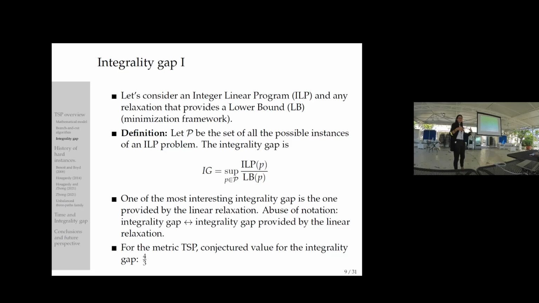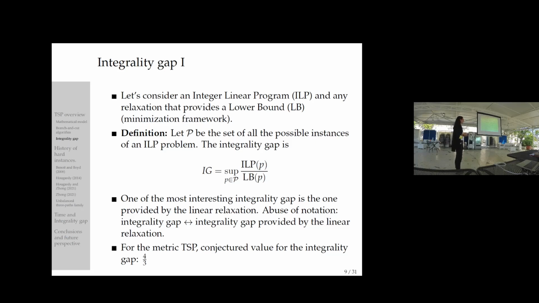This is more general, I'm focusing on TSP, but it is more general. So the integrality gap is the supremum over all the instances of the ratio between the optimal integer solution, so the ILP of the instance, and the lower bound, any lower bound. When we focus on the lower bound computed with the linear relaxation, we have the integrality gap with respect to the linear relaxation. That is the one I'm interested in for my research project. But during this talk, I will just do a small abuse of notation, and I will talk about integrality gap meaning the integrality gap provided by the linear relaxation. But you can define an integrality gap with respect to any lower bound.